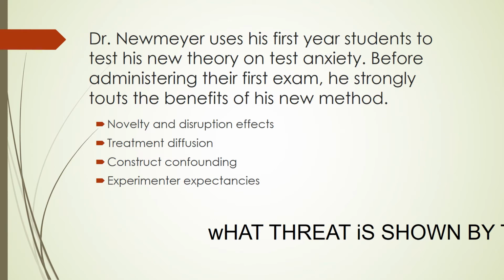Dr. Neumeier uses his first-year students to test his new theory on test anxiety. Before administering their first exam, he strongly touts the benefits of his new method. Is this novelty and disruption effects, treatment diffusion, construct confounding, or experimenter expectancies? What threat did Dr. Neumeier do in this example?